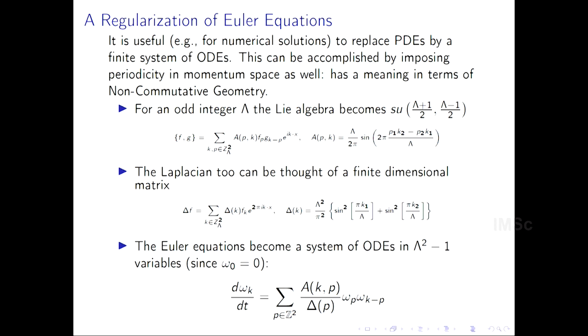So what is this Lie algebra? It's a finite dimensional Lie algebra. The dimension is of the order of lambda squared. It's actually lambda squared minus 1. And it is this algebra. It is a non-compact version of the unitary Lie algebra. So this corresponds to that. And the Laplacian can be thought of as a finite dimensional matrix. In the limit as lambda goes to infinity, it becomes the Poisson algebra that I had before.